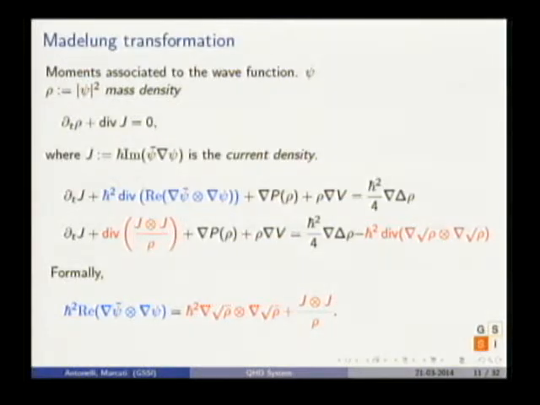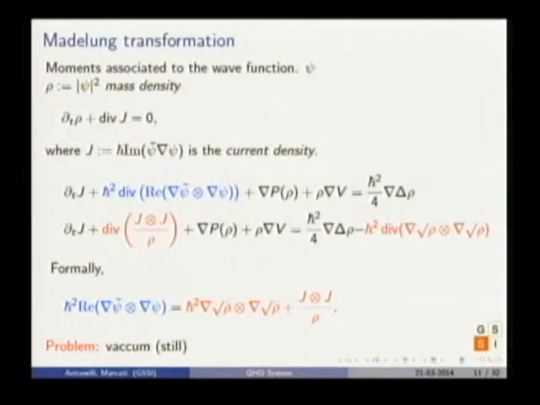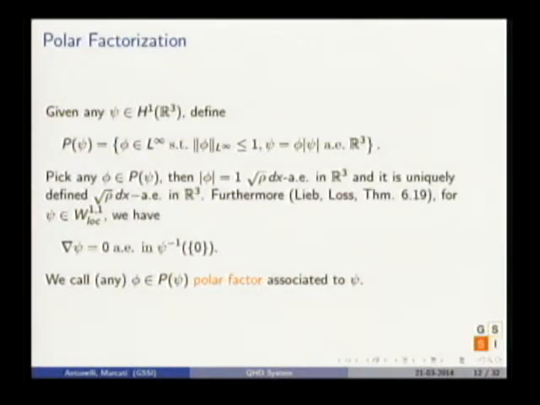We're almost there. The only problem is that I still divided by rho, which I didn't want to do because I want to consider vacuum regions. So how can we overcome this problem? The WKB ansatz is okay, but rather than considering S, the phase, we can consider e to the iS, which we will call the polar factor. This is easy to see, no?